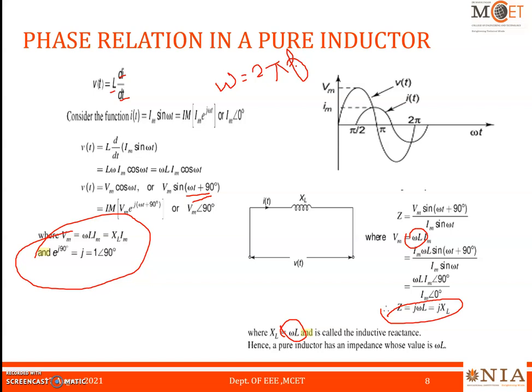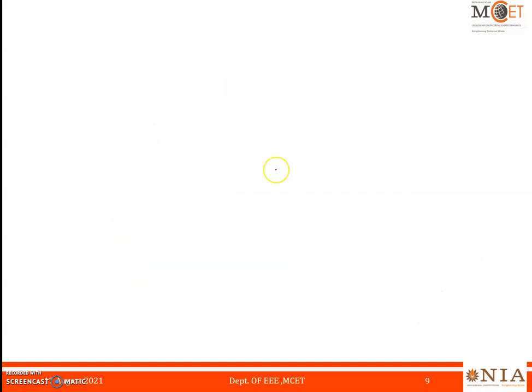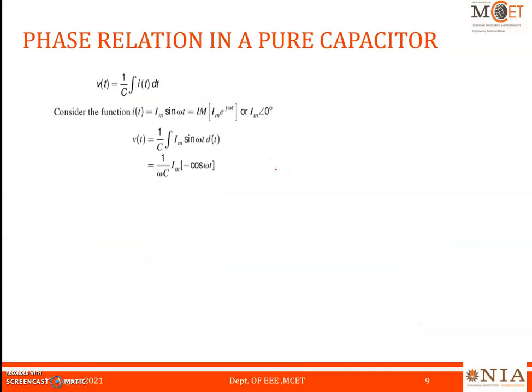So this is the phase relationship in a pure inductor. When you are applying a voltage across a pure inductor, the current lags the voltage by 90 degree. Next one, phase relationship in a pure capacitor.